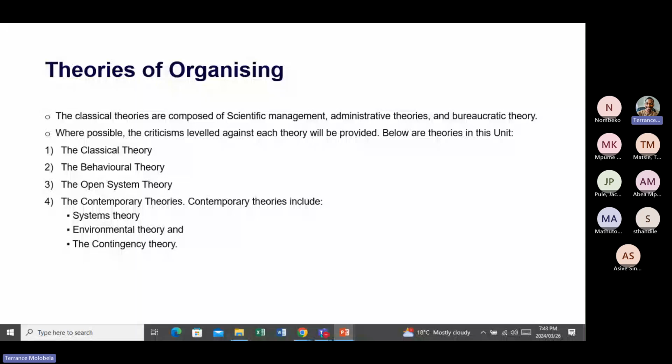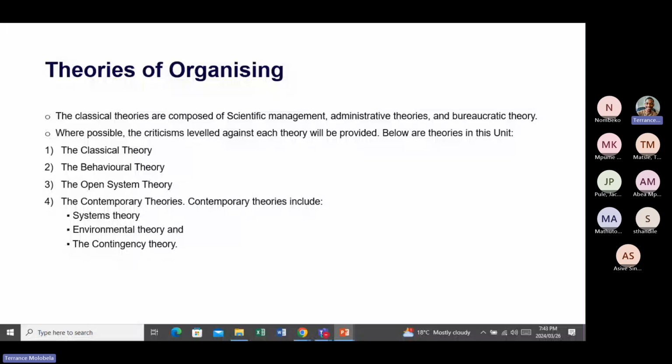Now, the contingency theory. This is where it says organizations should not just have a one-sided system or one-sided plan, because for others to improve, they had to explore other fields or other spheres of designing and restructuring their organization. So these are the theories that we'll be dealing with.